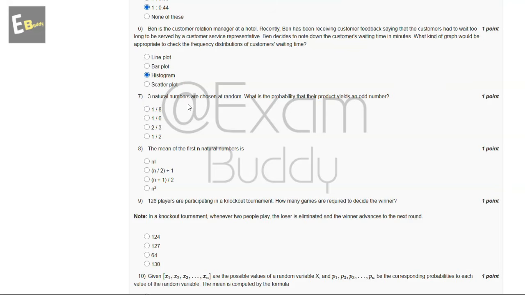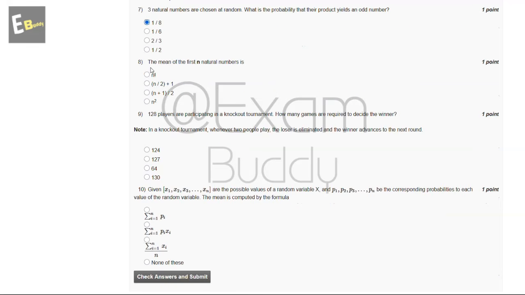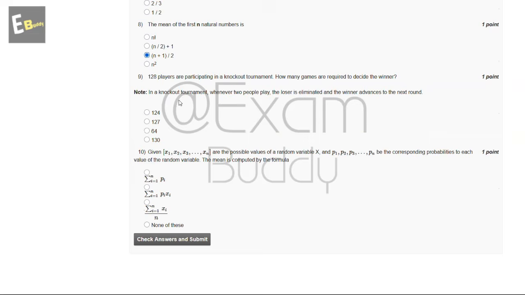Three natural numbers are chosen at random. What is the probability that their product yields an odd number? So these are the options and the answer of our seventh question is A 1 by 8. And now let's go to our question number 8. The mean of the first n natural numbers is... So these are the options and the answer of our eighth question is C, (n plus 1) slash 2. And now let's go to our question number 9.